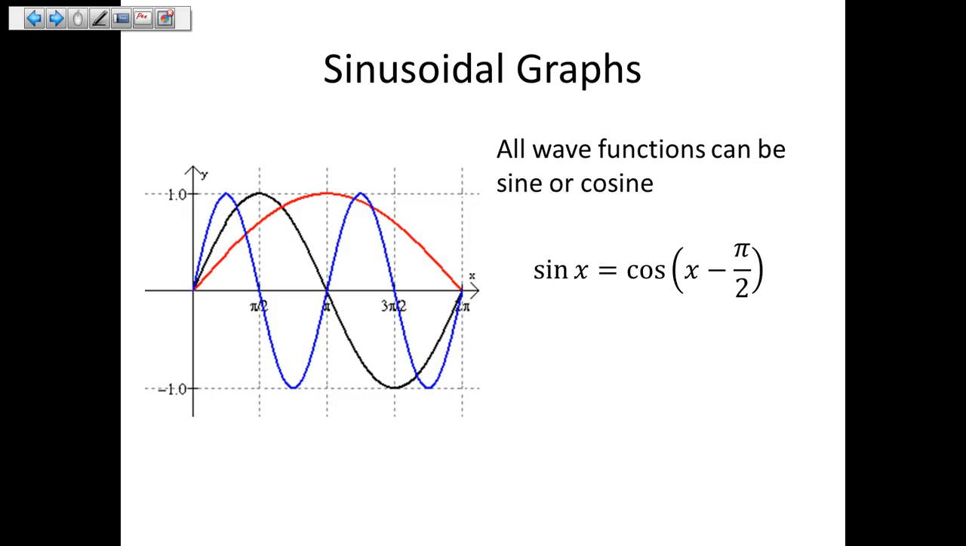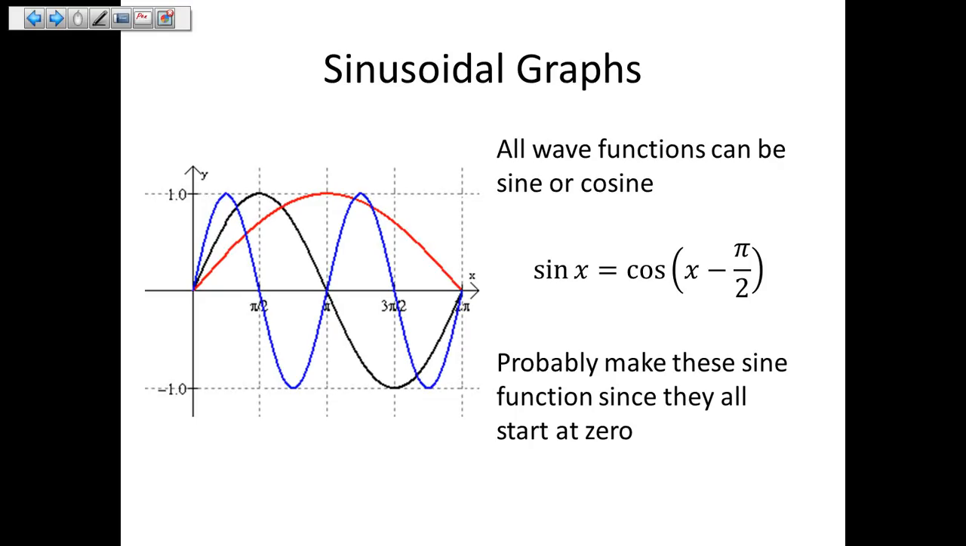Now remember, if you want to make it a cosine, there's this cute little equation that says that the sine of x is equal to the cosine of x minus pi over 2. That's a shift to the right. Remember that inside change idea from the last section. That's a shift to the right, pi over 2. So if it looks like a sine graph but we really want it to be a cosine, not that big of a deal. Now, again, like I said, I would probably make all of these functions sine since they all start at 0, 0. That's a good tip-off to go ahead and make it a sine.